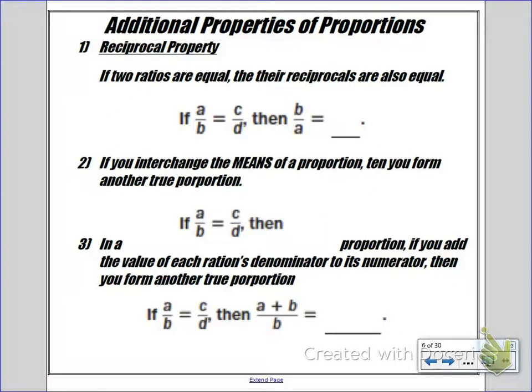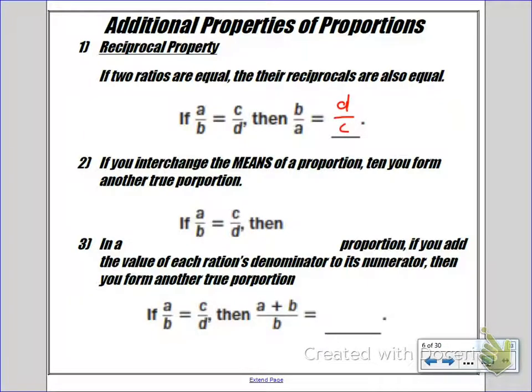Here are 3 additional properties of proportions. The first one is what we call the reciprocal property. The reciprocal property says that if I have 2 ratios that are equal, then the reciprocals are also equal. So remember, reciprocal means we take the fraction and we switch the numerator and denominator. So the a would come to the bottom, the b would come to the top. So b over a would be the reciprocal of a over b, and the reciprocal of c over d would be d over c.